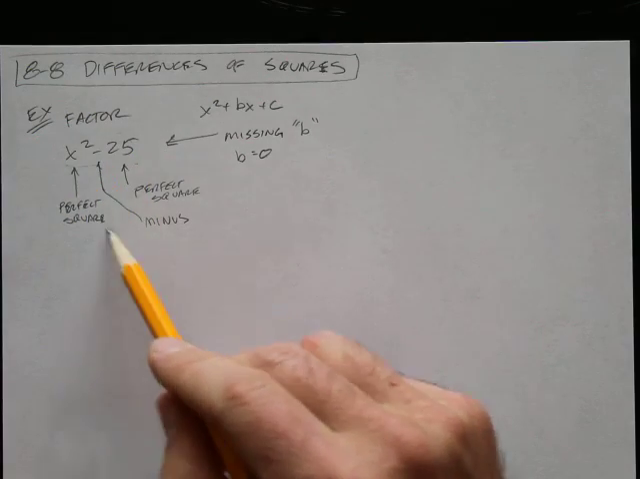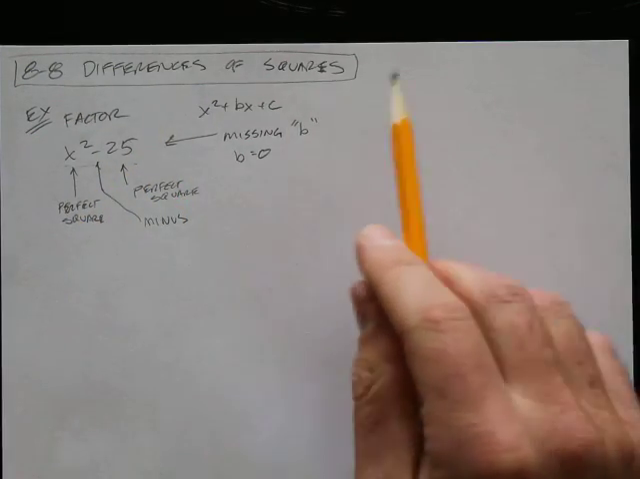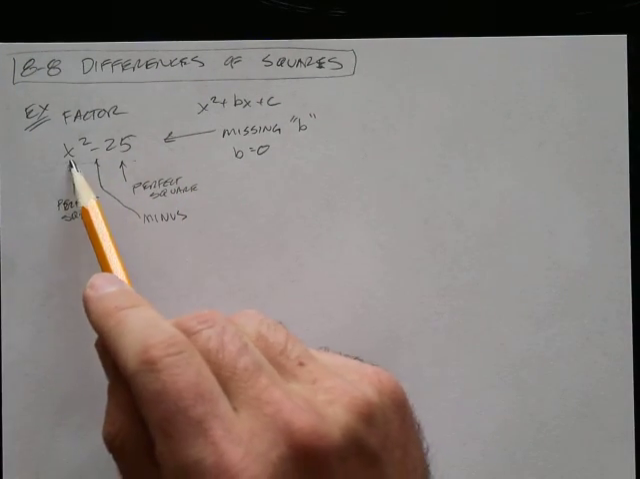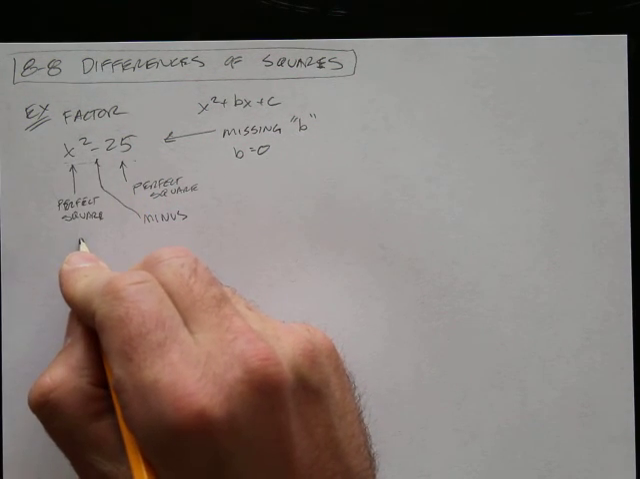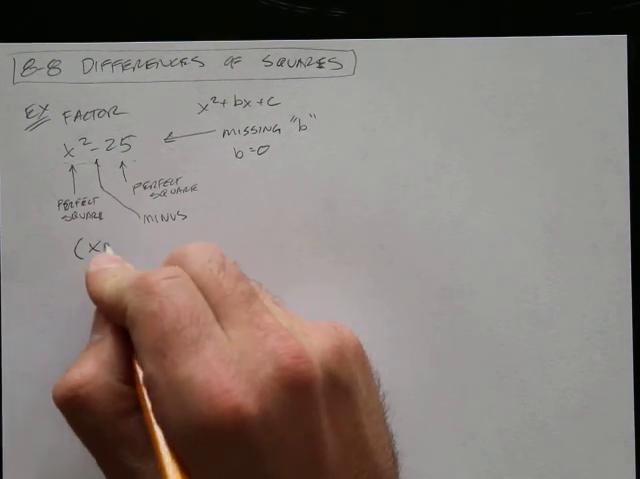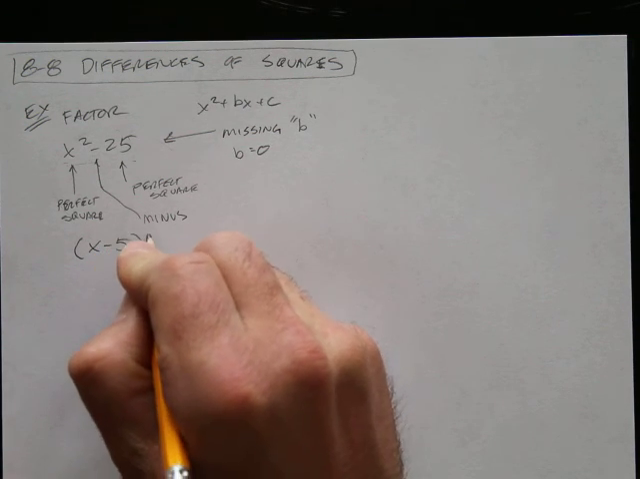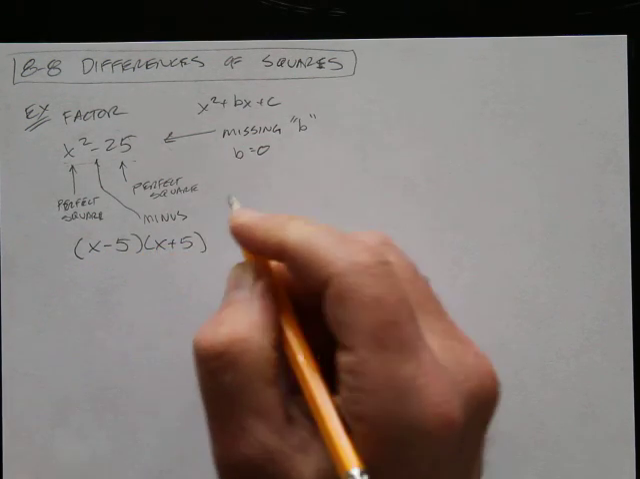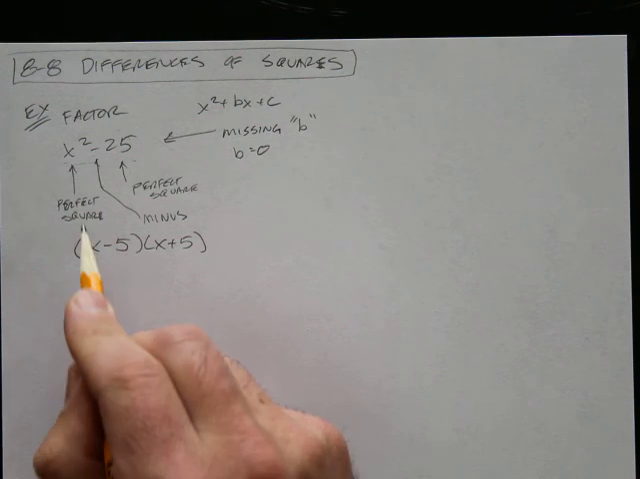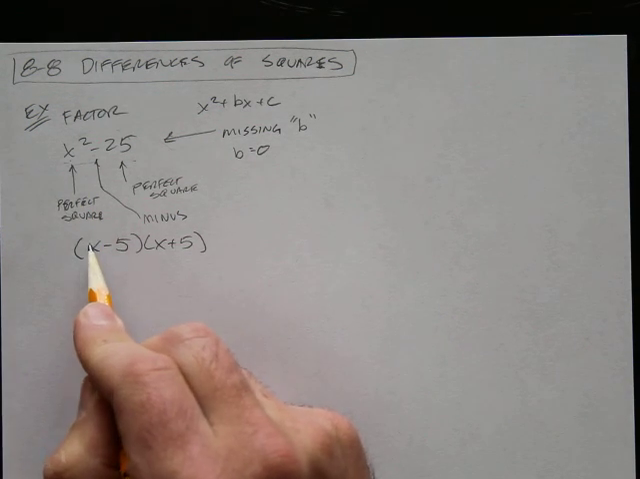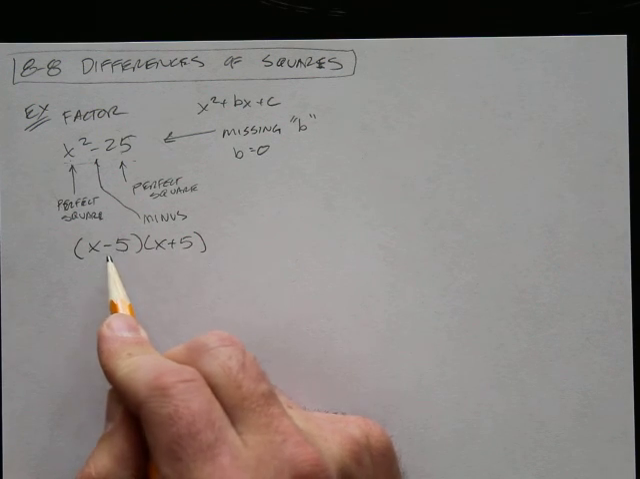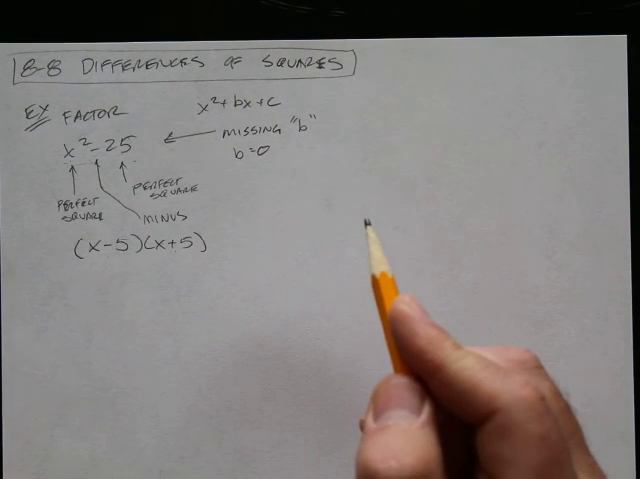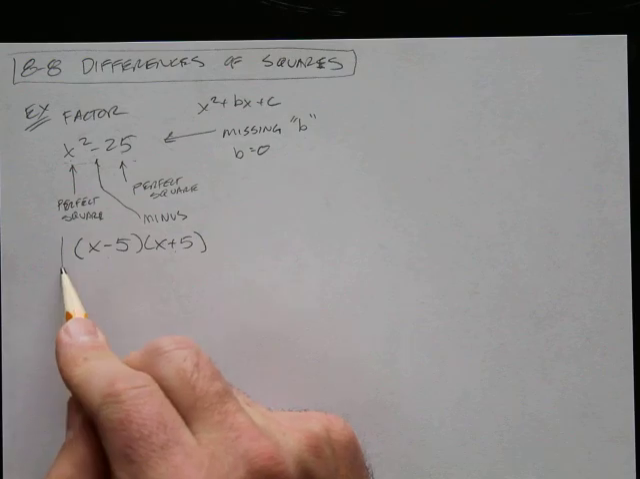So here's our recipe for differences of squares. If these are both perfect squares and I have a negative in here, then my factored form is x minus 5, x plus 5. It's the square root of this one and the square root of this one, and I have a plus and I have a minus. And that's how we do this.